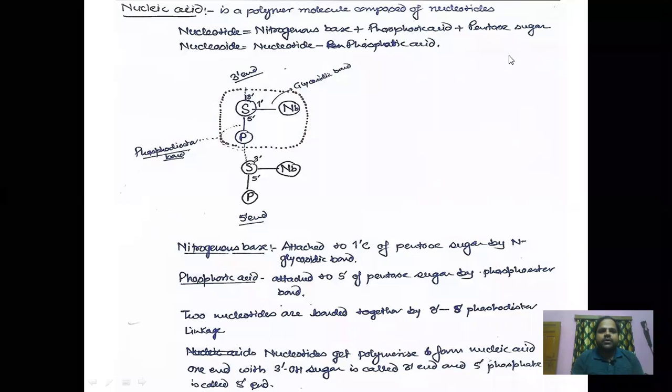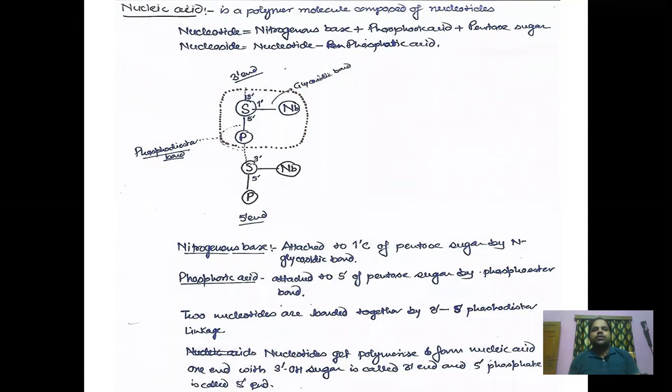So students, we will talk here about nucleic acid. Nucleic acid is the polymer of nucleotides, and a nucleotide is made up of a nitrogenous base, phosphoric acid, and pentose sugar. We can see here the nucleotide. The components of a nucleotide are nitrogenous base, phosphoric acid, and pentose sugar.